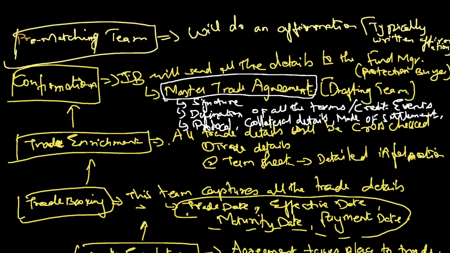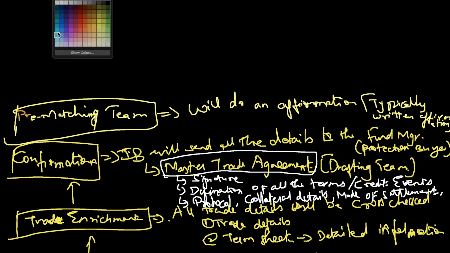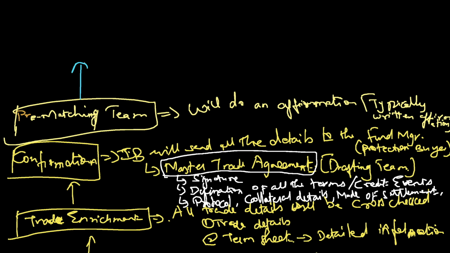Okay, then, so they both have agreed, correct? So now there is a formal agreement between them. Then it goes to the third party, typically that is called the matching team.